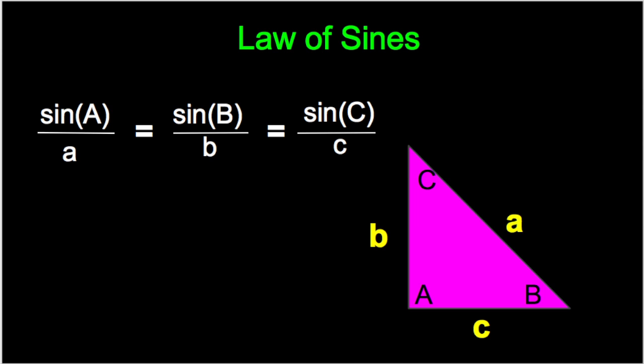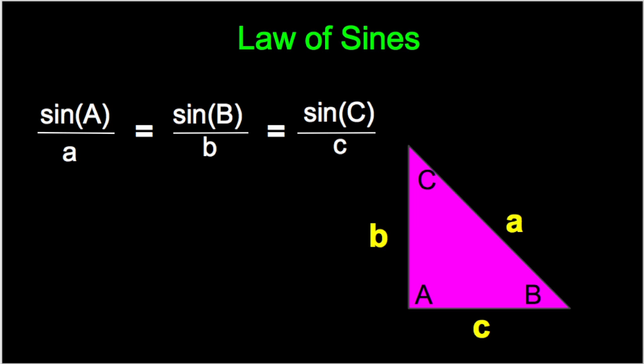Today we're going to learn about the law of sines. The law of sines is used to solve for unknown side lengths and angle measurements. The law of sines is the sine of angle A over side length A equals the sine of angle B over side length B, and the sine of angle C over side length C.